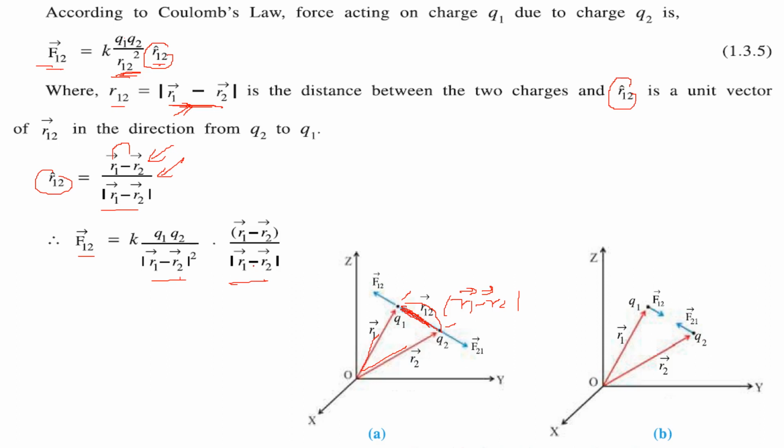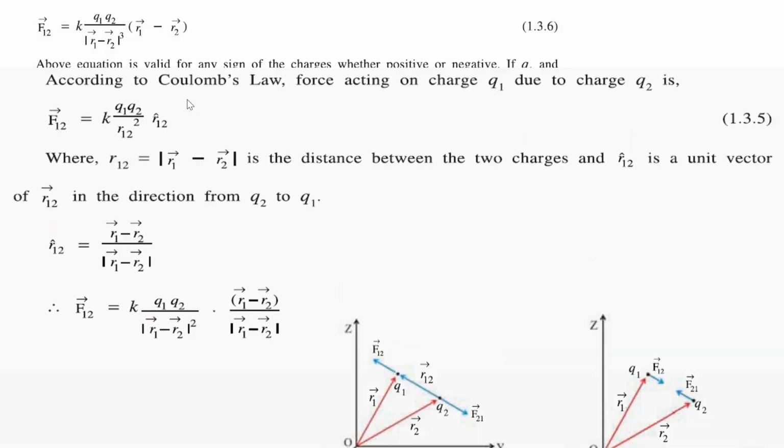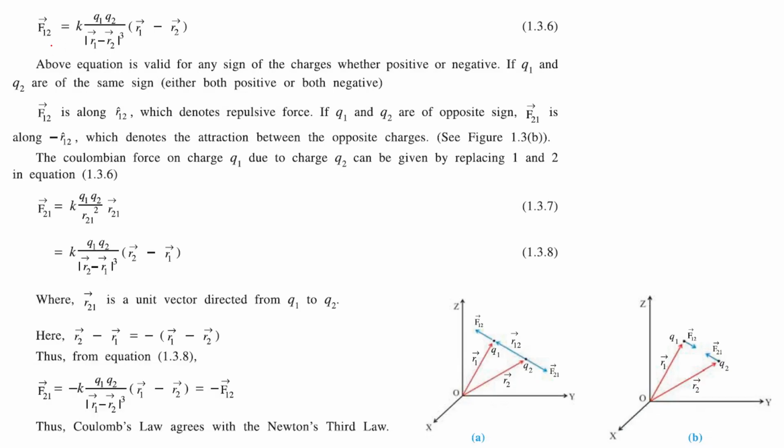So this comes here. So what does this become? K Q1 Q2 into R1 minus R2 by the magnitude squared, and one more, so this becomes cube. So our formula will become F12 equal to K Q1 Q2 by the magnitude of R1 minus R2 whole cube, times R1 minus R2. So this equation will be valid for any sign.